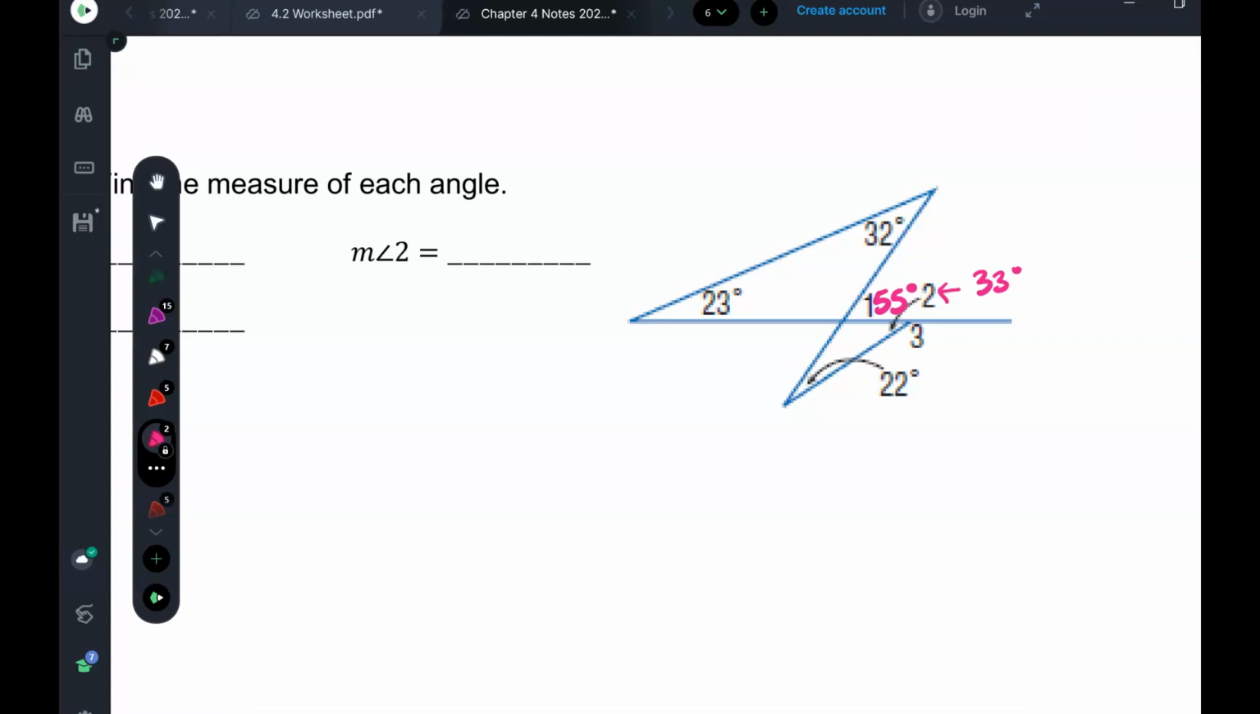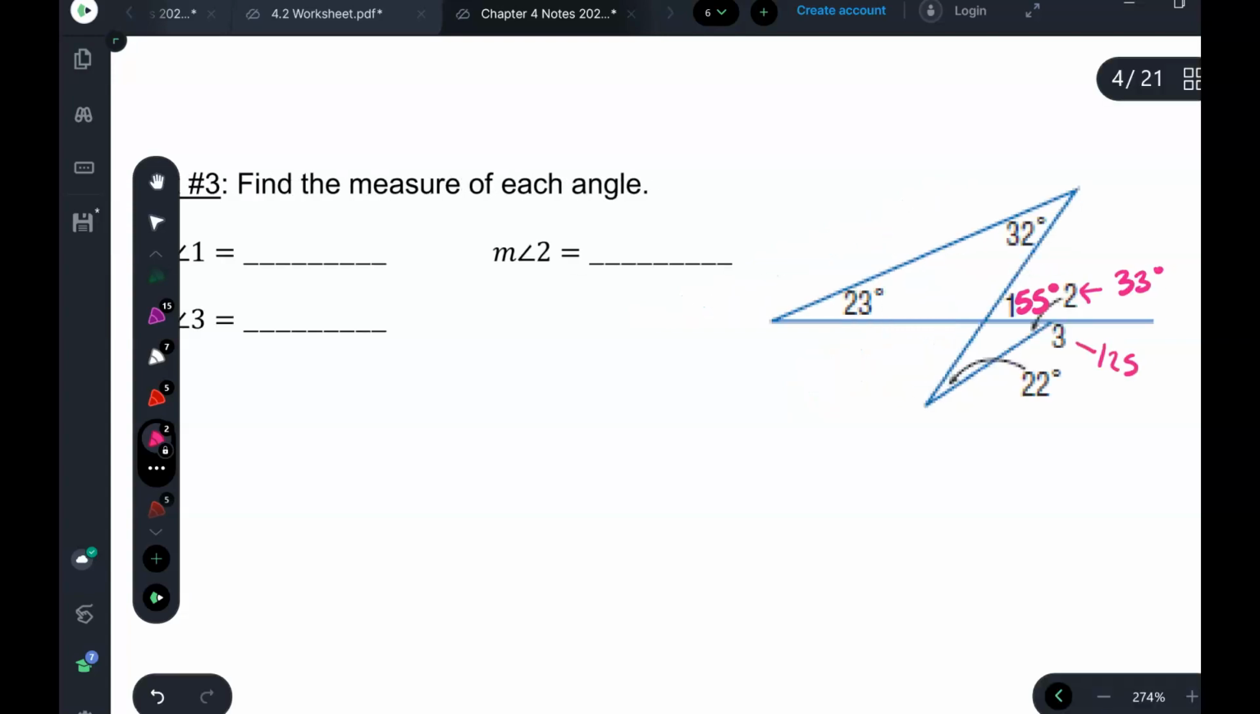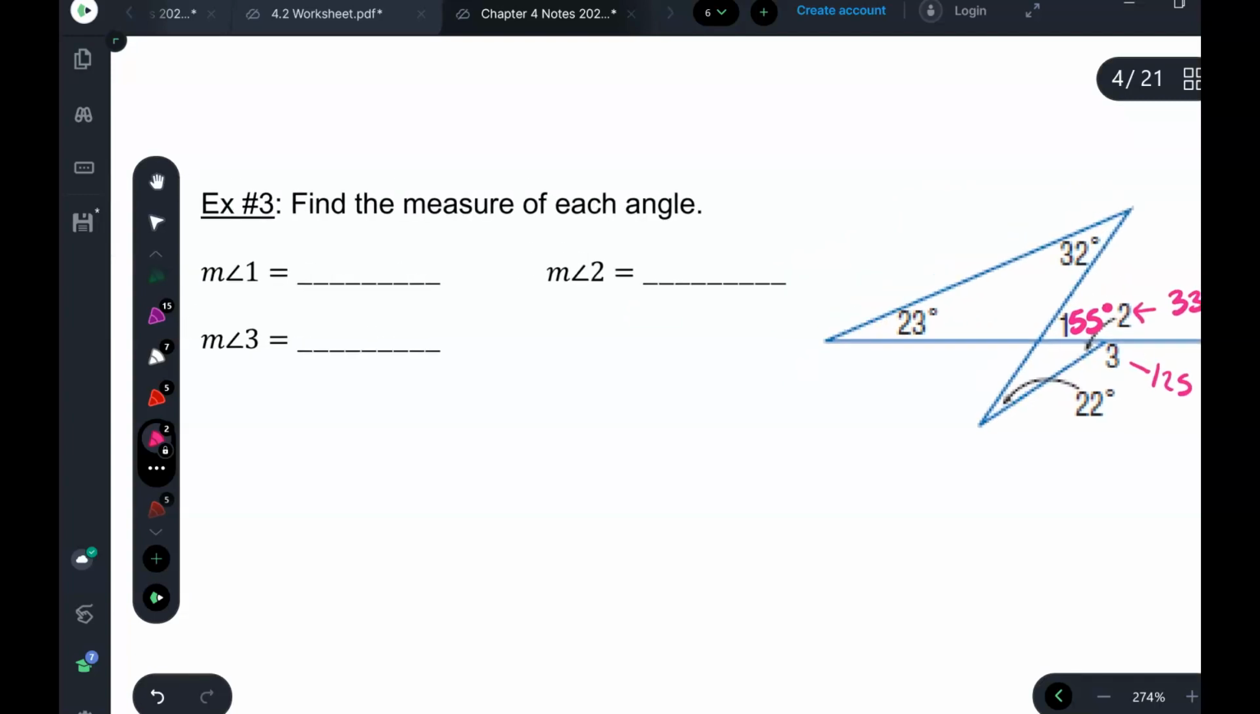I just don't get it. Why would you subtract? I got 180 minus 33. Wouldn't it be 180 minus 55? Wait, so angle 1 is 55 minus angle 2, 33. Why not 55? Because 55 is both of them, and angle 3 is 125.